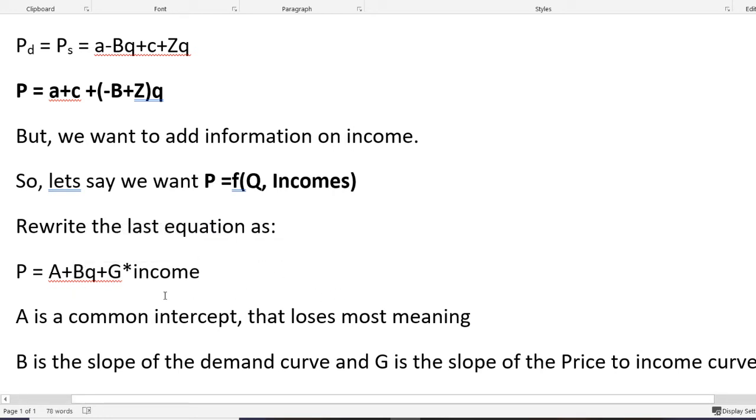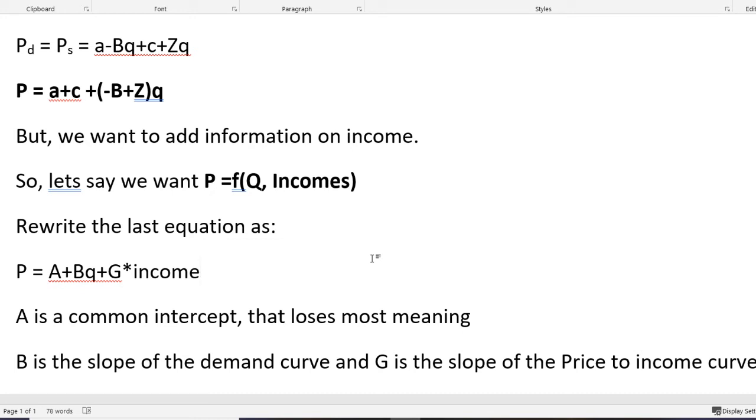Now, here's the problem. A is a common intercept. It loses most of its interpretation. So thinking about that A there, it doesn't really enter into our calculation anymore. It's a placeholder. B is the slope of the demand curve, the observed demand curve, and the supply adjustments. So it's a combination of the slope of supply and demand. And G is the slope of the price to the income curve.